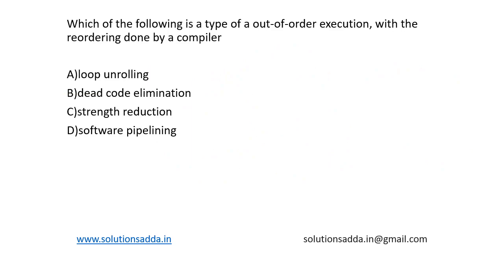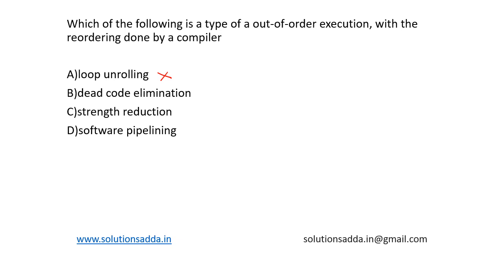This is a previous ISRO question. Which of the following is a type of out-of-order execution with the reordering done by a compiler? Option A, loop unrolling. Here, we optimize the execution time by removing loop control and loop test instructions. There is no out-of-order execution. Option A is not the correct answer.